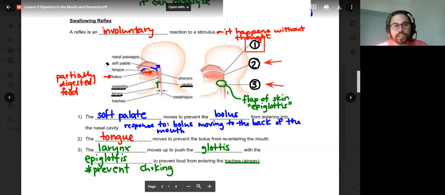But the way that the trachea works, it's able to close off before anything gets past that, but it can get lodged at the entranceway of your trachea, which causes people to choke.